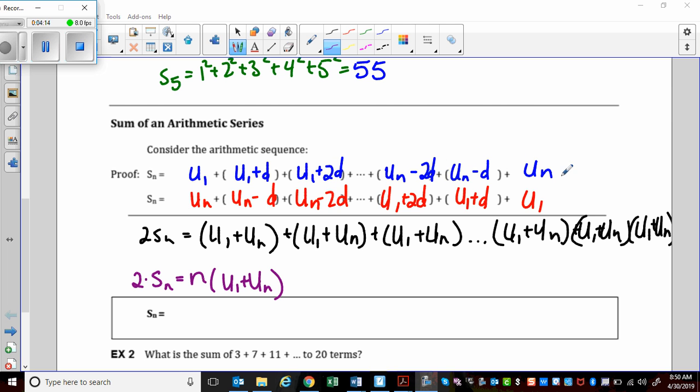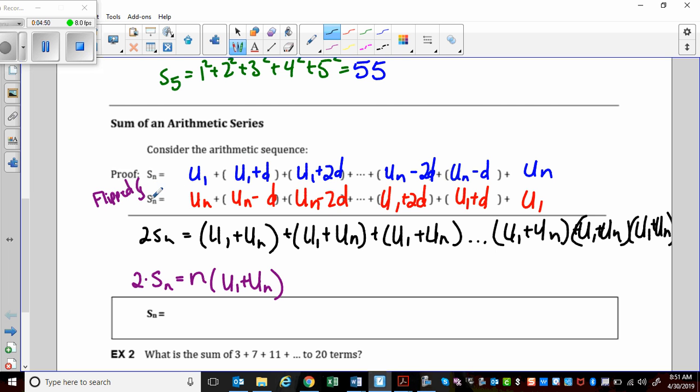And if this is our U sub n, we have to subtract the difference to get the one before, and then subtract it again to get the one before that. And what they did on the second S sub n, it's the same thing, except we flipped it. So instead of ending with U sub n, we put it in front, and then U sub n minus d we put second, and then this one goes here, and then this one goes here. And then what we did to prove this is we just added them.